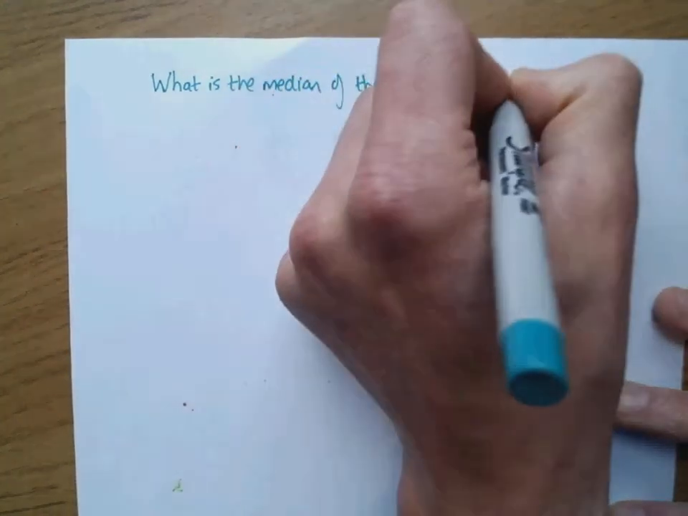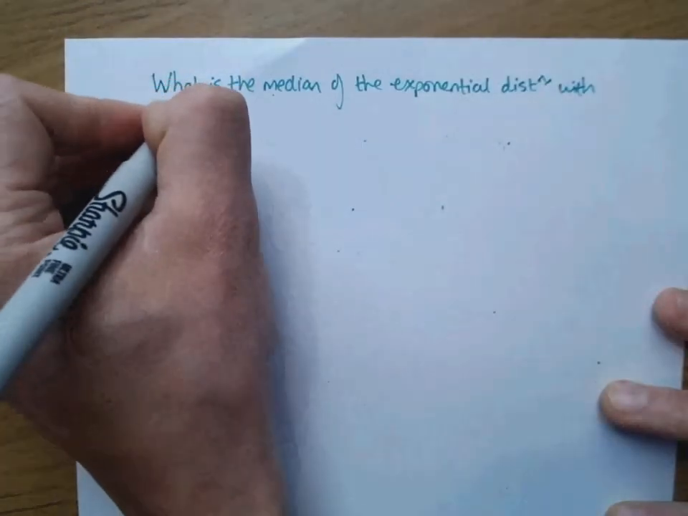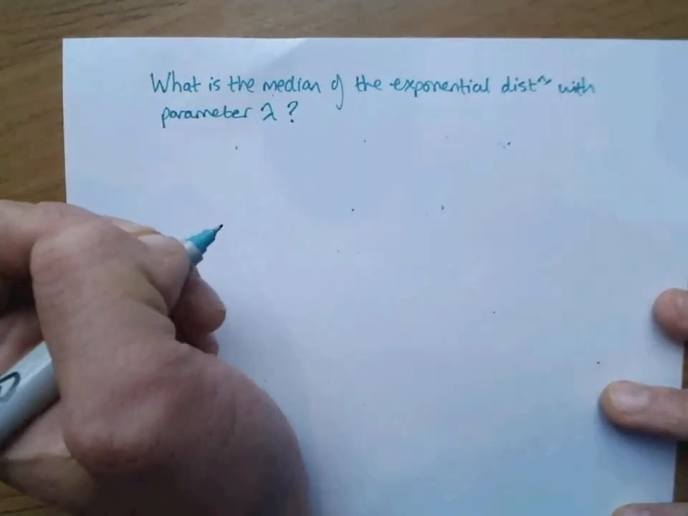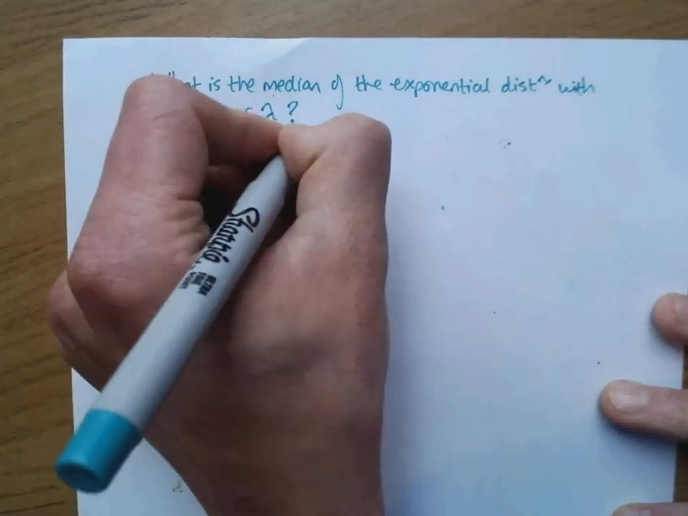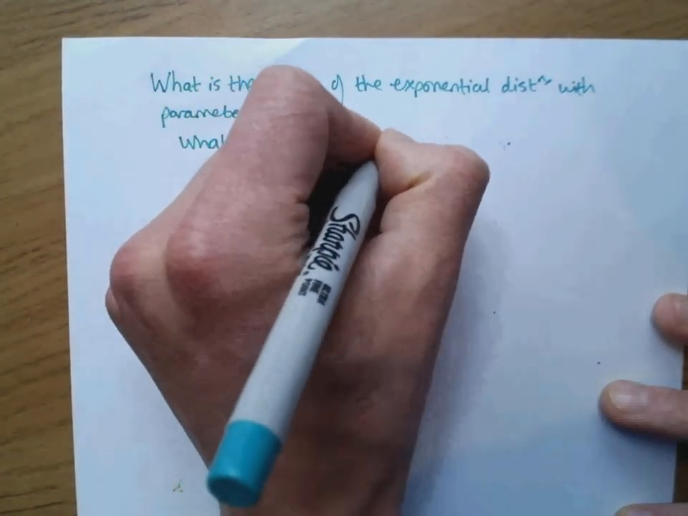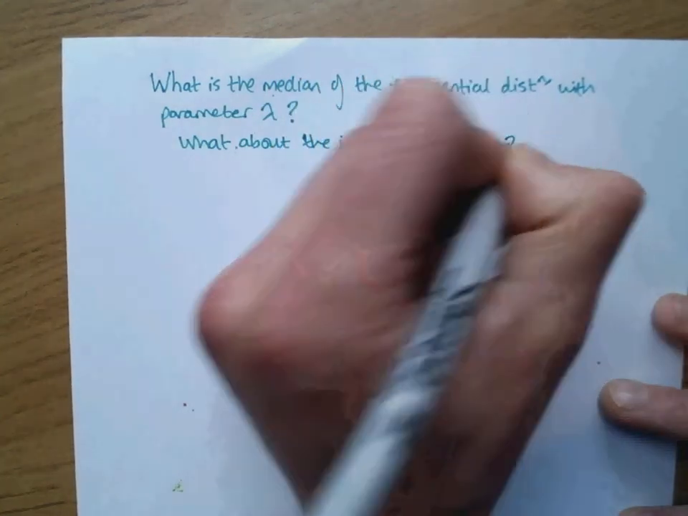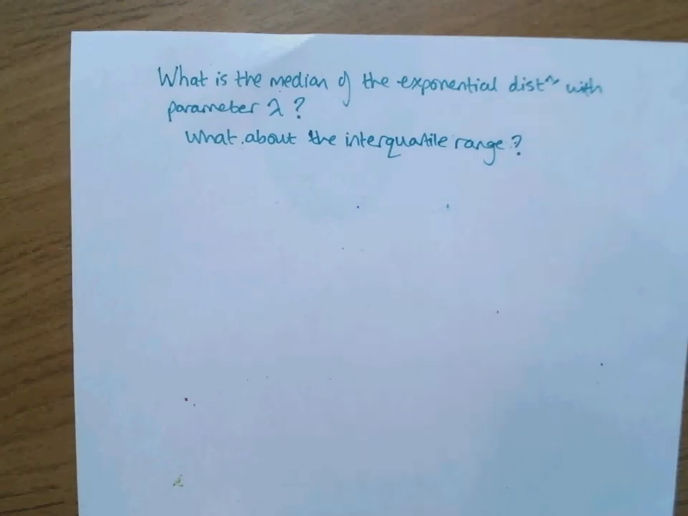What is the median of the exponential distribution, let's keep it general, with parameter lambda. And also, what about the interquartile range? So we're looking for a general expression for each of these.